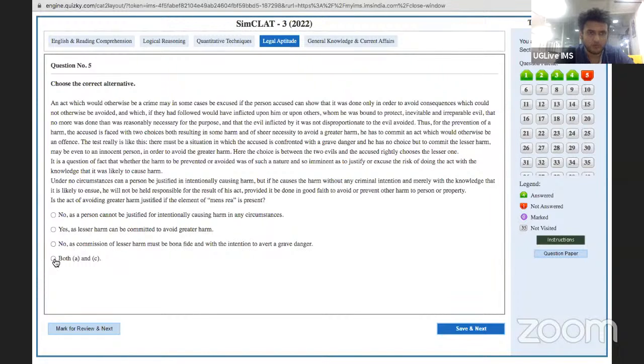Circumstances. I think it should be both A and C. Yeah. Is it just C or, as commission of lesser harm must be bona fide with the intention to avert a greater danger? I think it should be D. I'll go with D.